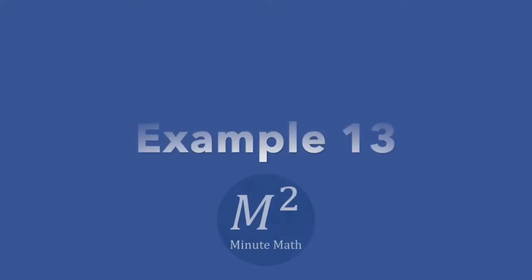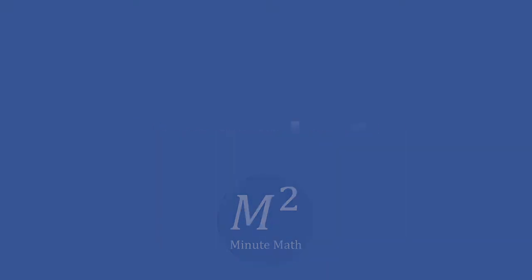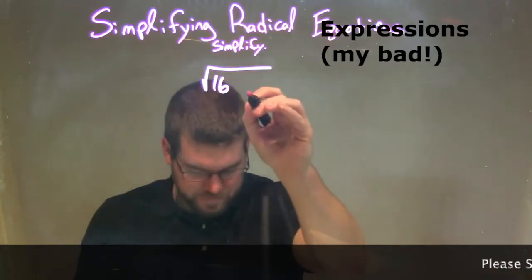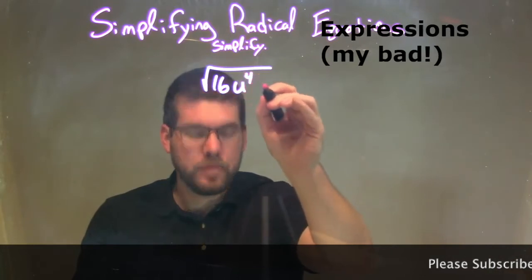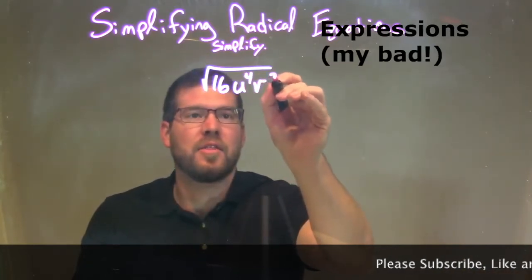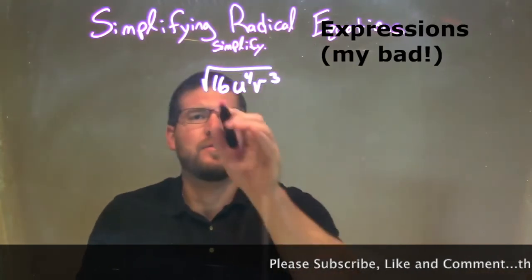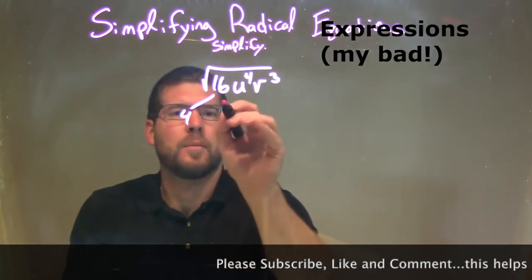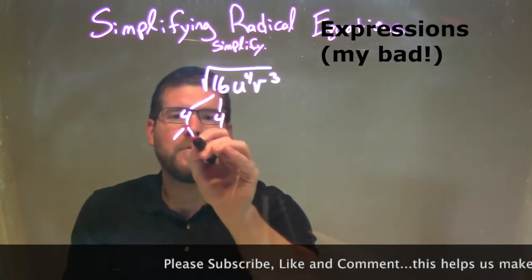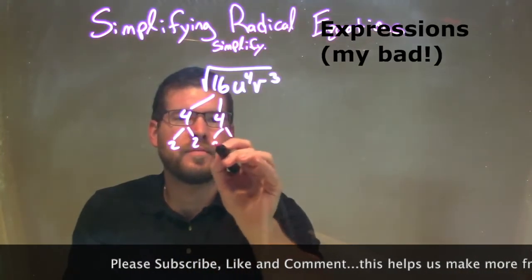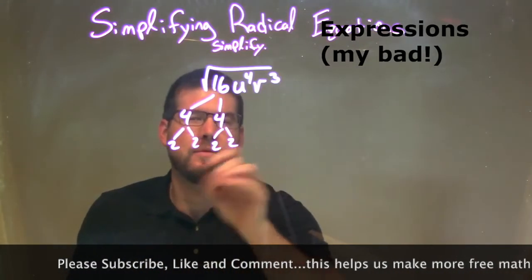Okay, oof. Square root of 16 u to the 4th times v to the 3rd. Okay. Well, let's break down 16 into a prime factorization. 16 is just 4 times 4, and 4 and 4 are 2 and 2. Okay? So 16 is just 2 times 2 times 2 times 2.